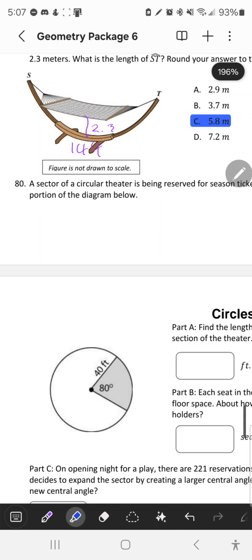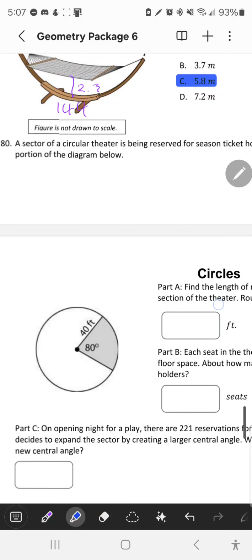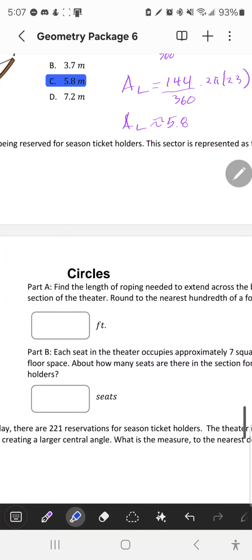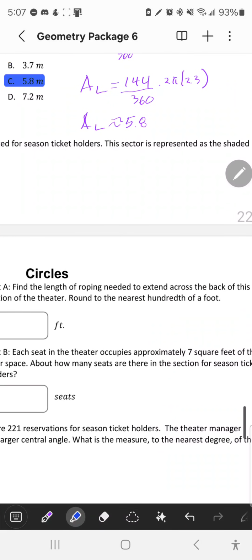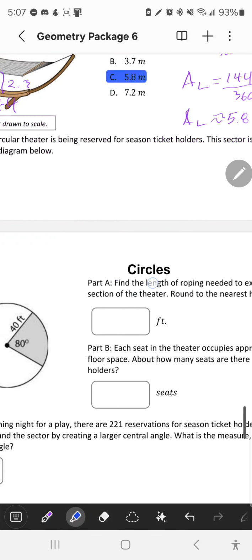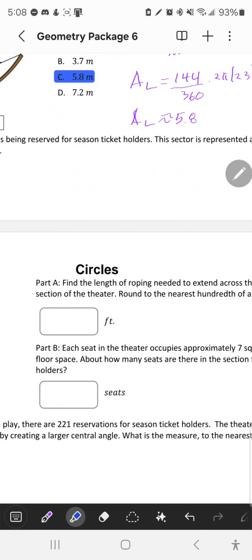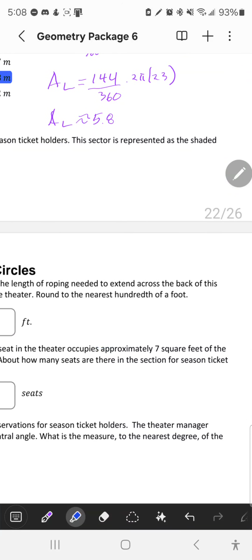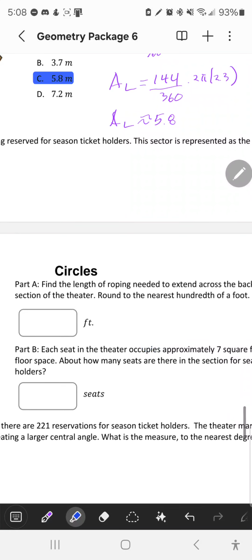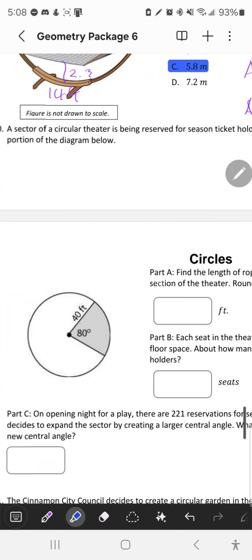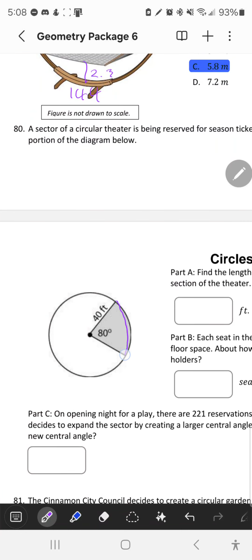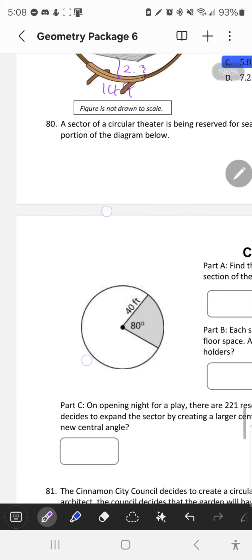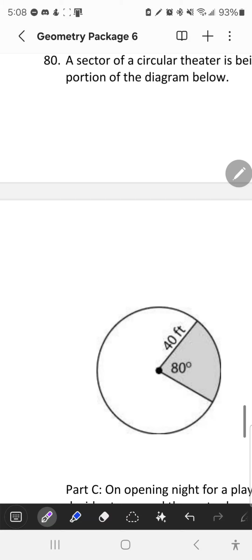Now here, a sector of a circular theater is being reserved for season ticket holders. The sector is represented as the shaded portion of the diagram below. Find the length of roping needed to extend across the back of this section of the theater. So basically, they want the length of the back, which is going to be this part right here. What is this part right here? This is the circumference. Do we know the formula for the circumference? Yes. Well, the arc length of the sector.